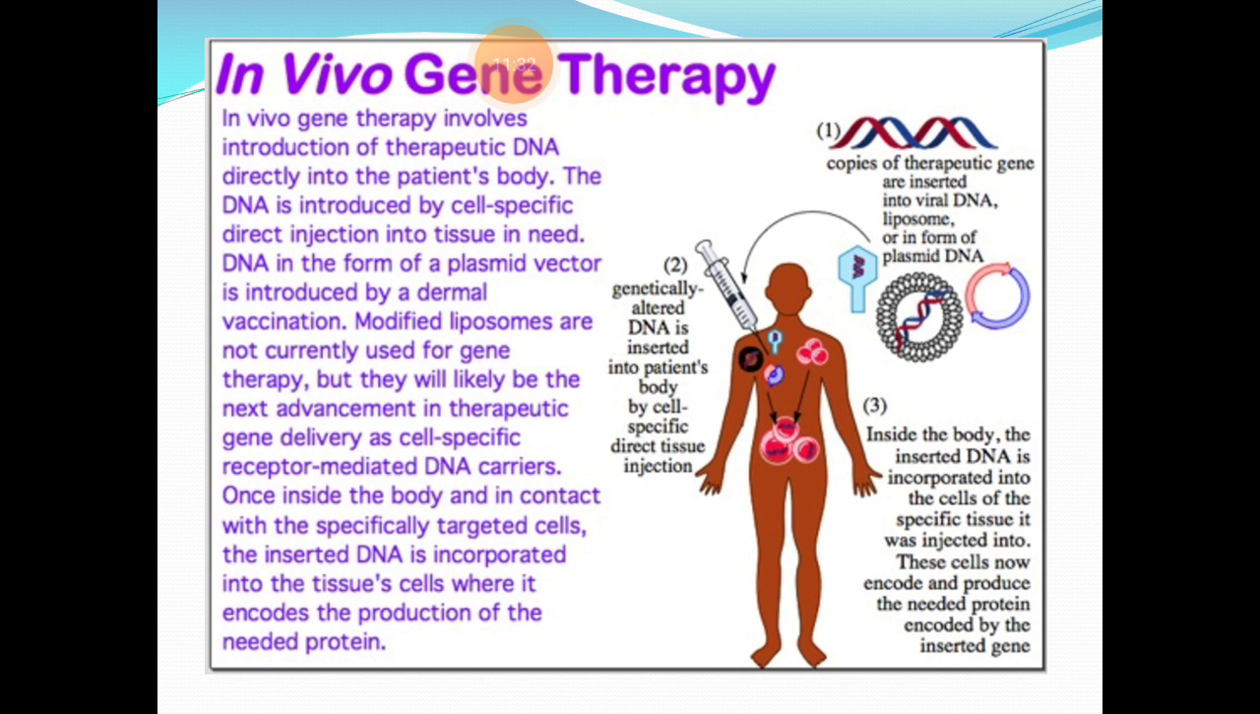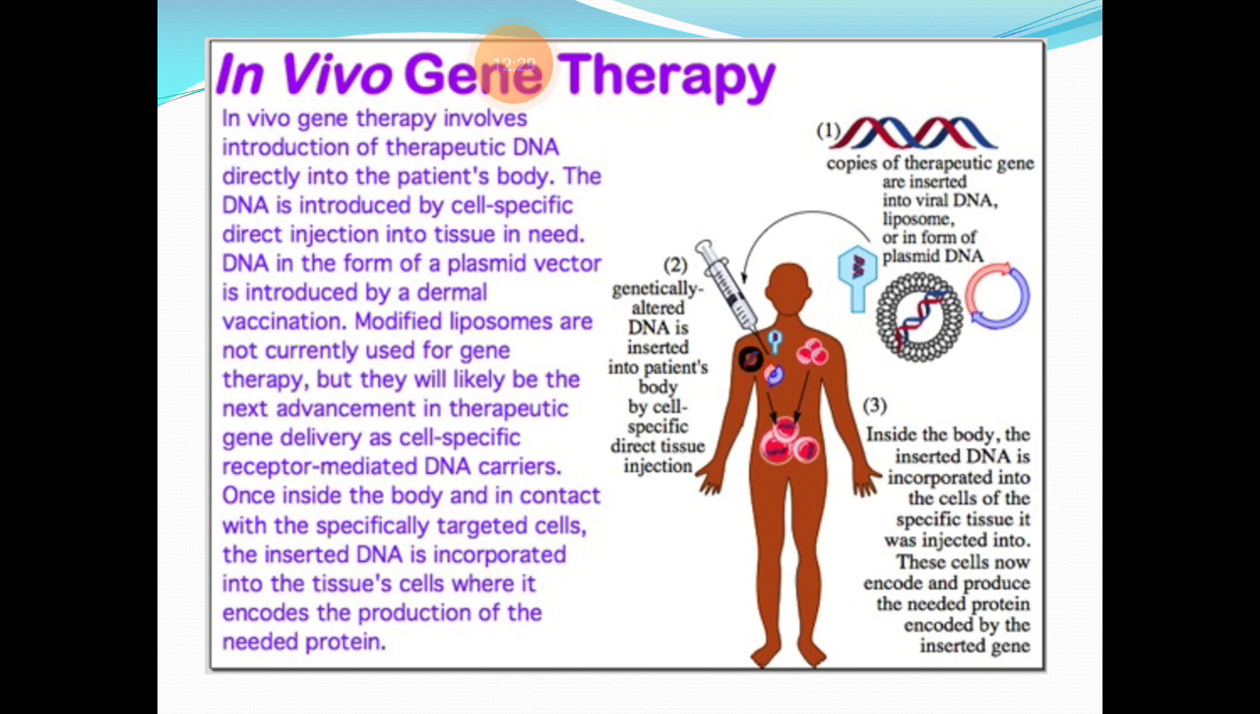So what exactly is done in vivo gene therapy? See, the copies of therapeutic gene, that means good genes, are inserted into either viral DNA or into liposomes or in the form of plasmid DNA, and later the genetically altered DNA is inserted directly into the patient's body by cell-specific direct tissue injection, and once inside the body, the inserted DNA is incorporated into the cells of that particular tissue, and these cells will now produce good functional proteins by the good genes, and therefore the patient becomes normal as far as that particular deficiency is concerned. Okay, this is what is done in vivo gene therapy.